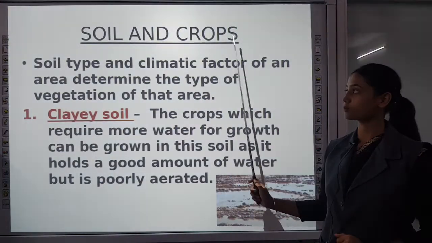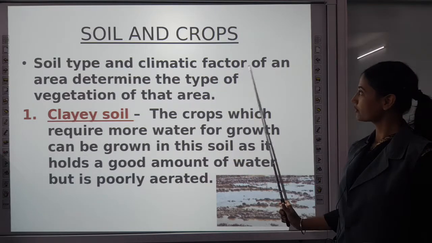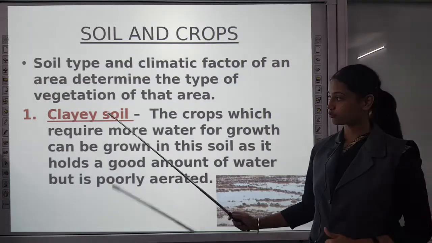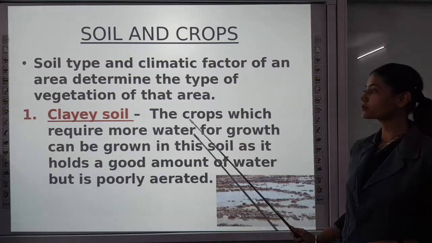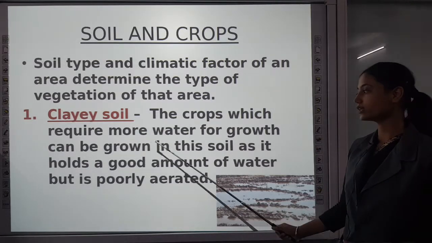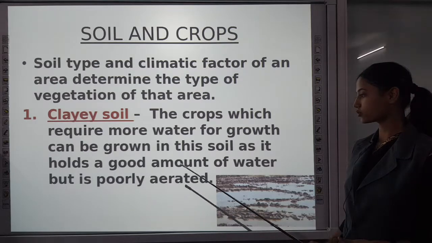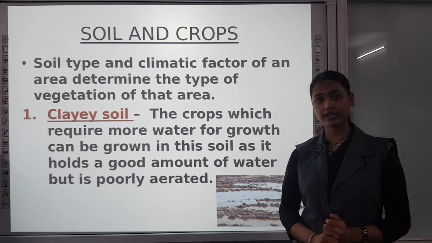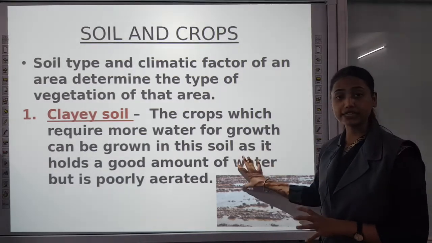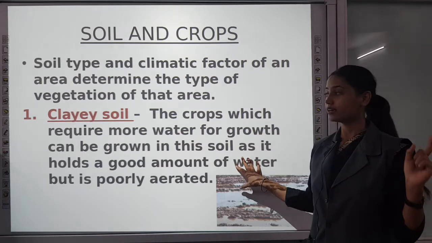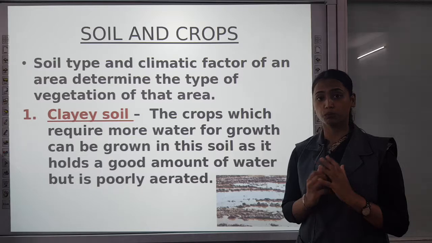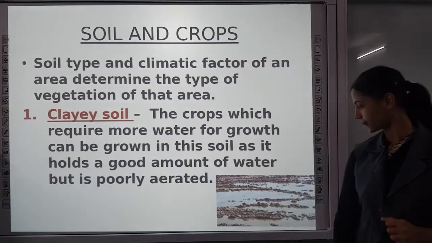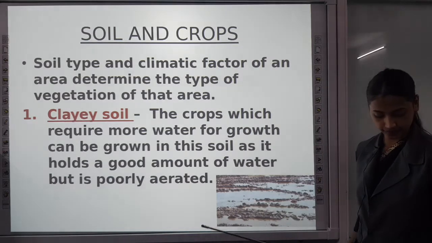Then soil and crops. The soil type and climatic factors of an area determine the types of vegetation of that area. First is clayey soil. The crops which require more water for growth can be grown in this soil, as it holds a good amount of water but is poorly aerated. Crops like paddy or gram can be grown in clayey soil, because remember the properties of clayey soil: it has smaller particles which can hold more water and it has less space for air. This is the texture of clayey soil.